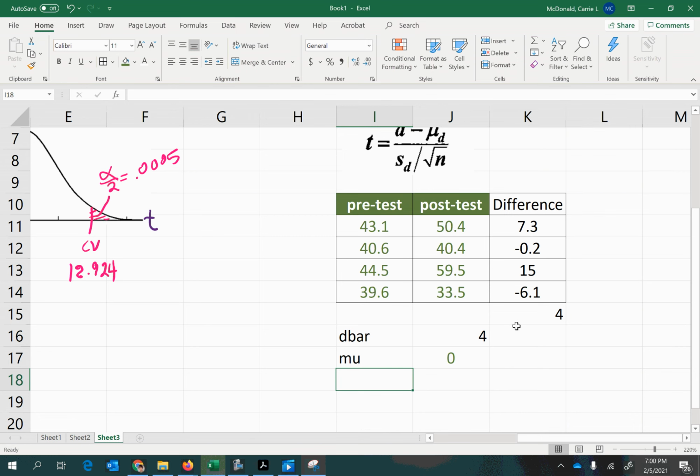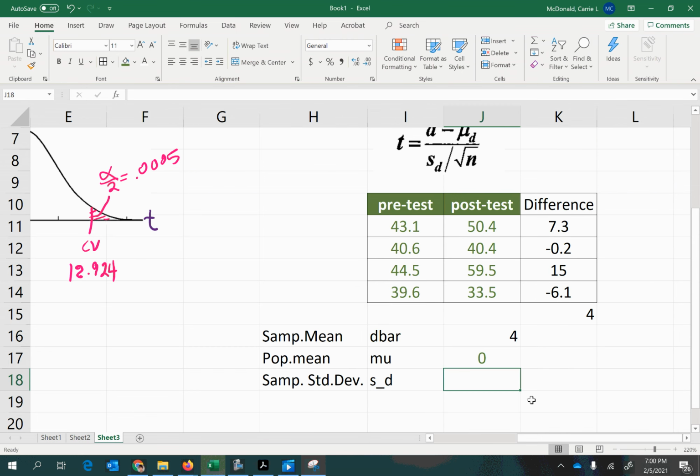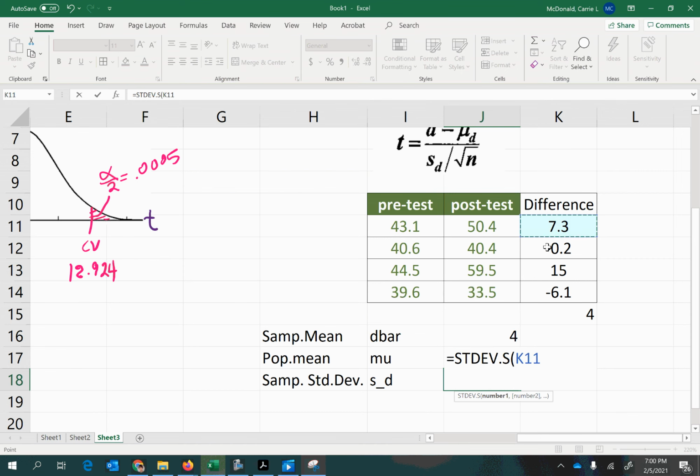Also, we're going to need the standard deviation of our differences. So I already found the mean of the differences, and this is the mean of the population, so I'll say pop mean. And this was our samp mean. And then we're also going to want our samp standard deviation. So we will use S for that. You can say S sub D if you'd like, either way. Sample standard deviation. And now we're going to go ahead and use the standard deviation function. And since it's for a sample, make sure to choose STDEV.S, and just select your differences.